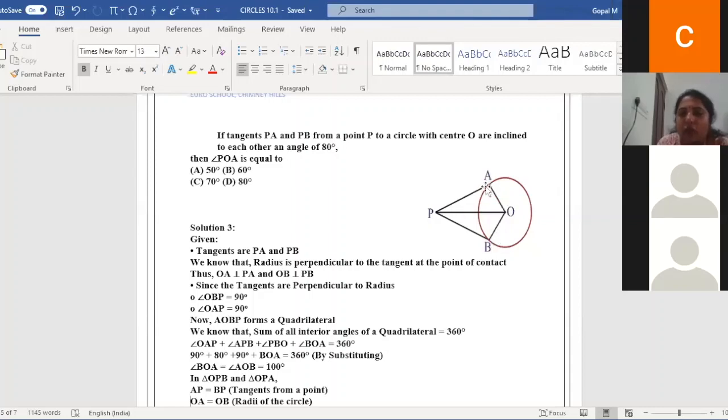According to the angle sum property, angle OAP is 90, angle OBP is 90, angle APB they gave 80. So 90 plus 90, 180. 180 plus 80 is 260.